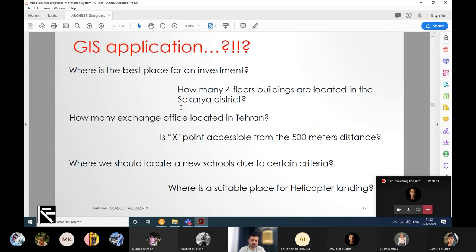You want to escort someone from, let's say, the airport to the parliament. What is the safest road? What is the quickest road? Less traffic road? Which one is it? You want to simulate the war. You want to simulate the flood. You want to understand green accessibility. As a planner, you want to make a park. You want to make a green space. We have many, many other examples.